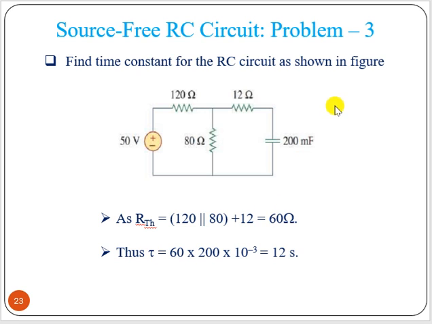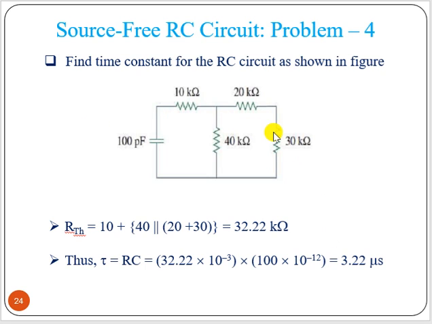Now see another problem. You have to find out the time constant. Say this is the DC source. For a DC source, how can we find out the time constant? We have to short circuit the DC source and look from the capacitor end. What we can see is 120 and 80. These two are in parallel because the current divides here, and in series with 12 ohm. So this is the RTH. So tau equals R into C. C is given as 200 millifarad, so 200 into 10 to the minus 3. So this is the time constant that we can find out from this kind of circuit.